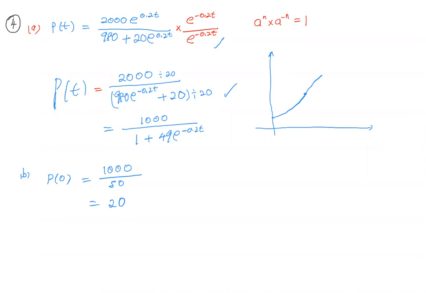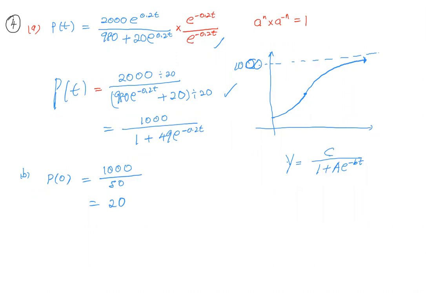What is the highest possible value? What is the highest possible value for this type of function? Hello? Please write this type of function into your calculator: y equal to C over 1 plus A e to the power negative bt. You are not studying C. So here is 1000. There is a horizontal asymptote.